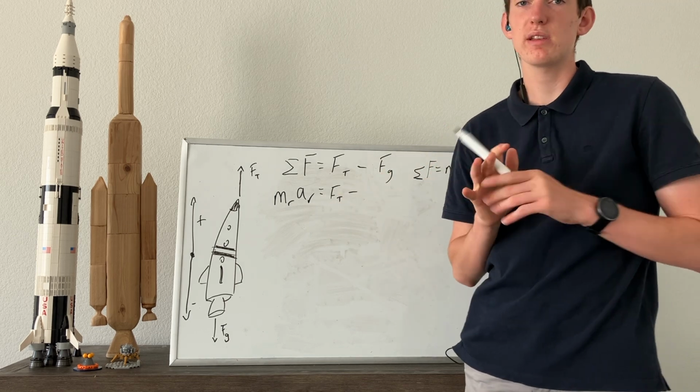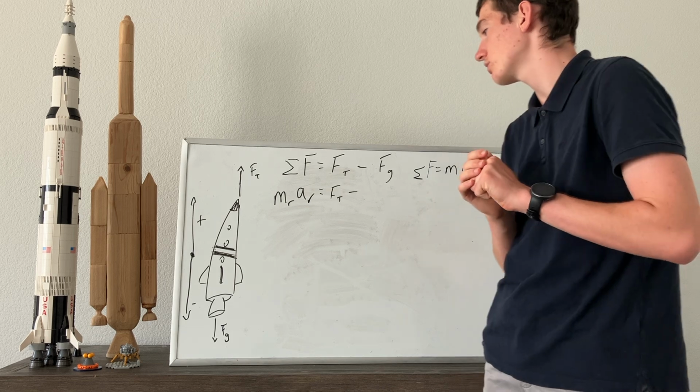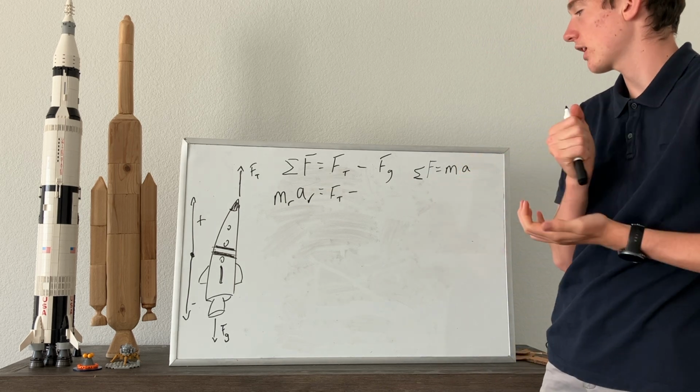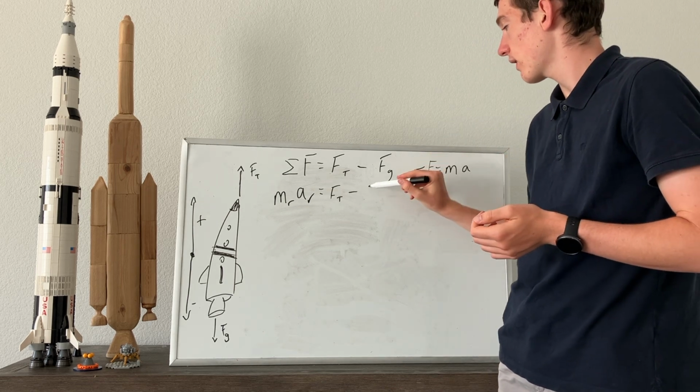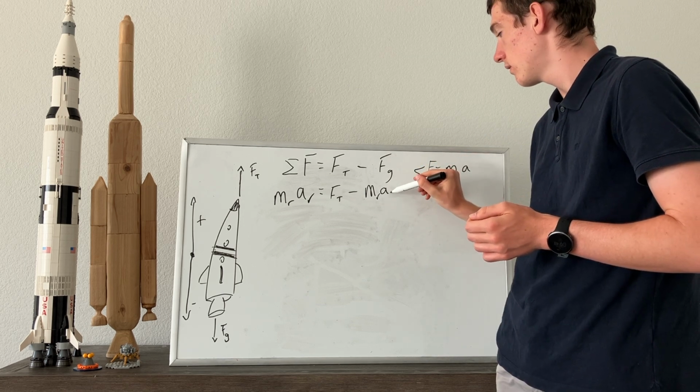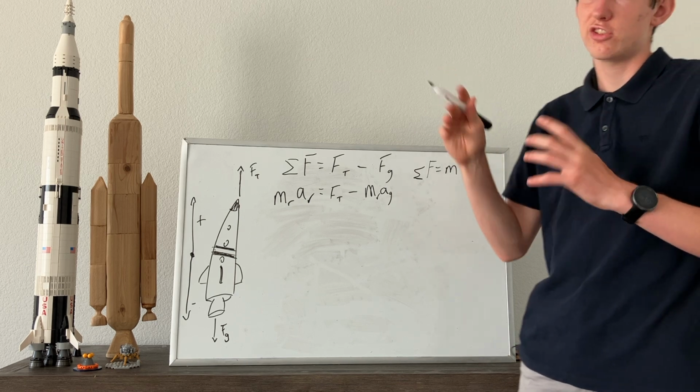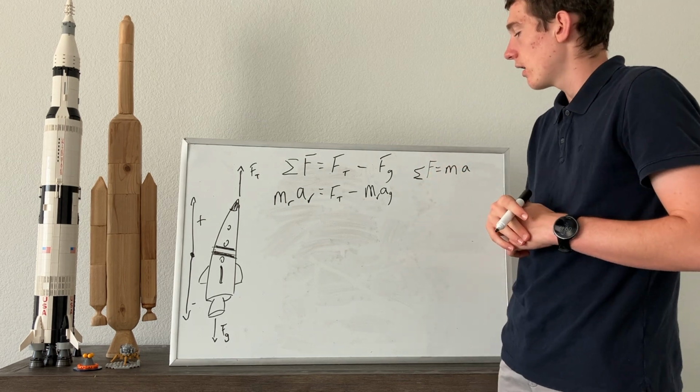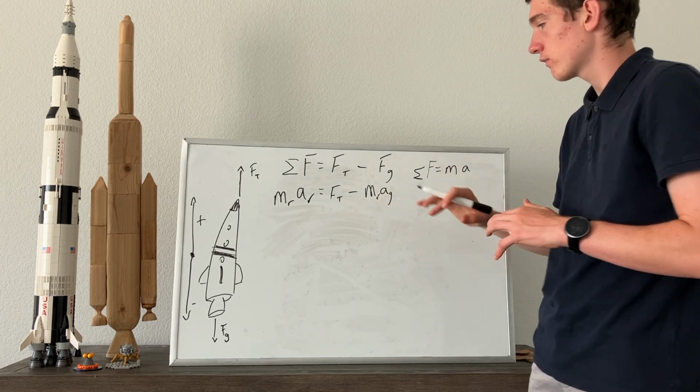Please ask in the comment section below if you have any questions or are confused by anything, and I will try to clarify it. So force of gravity is the mass of the rocket times the acceleration of gravity, which is also written as just g. But here we're going to put A of g, acceleration of gravity.